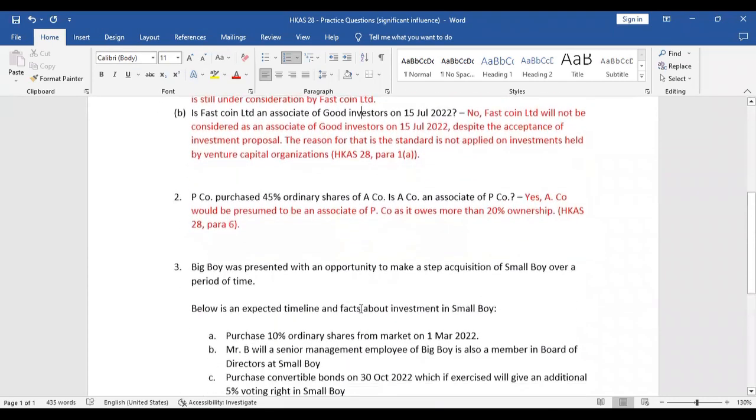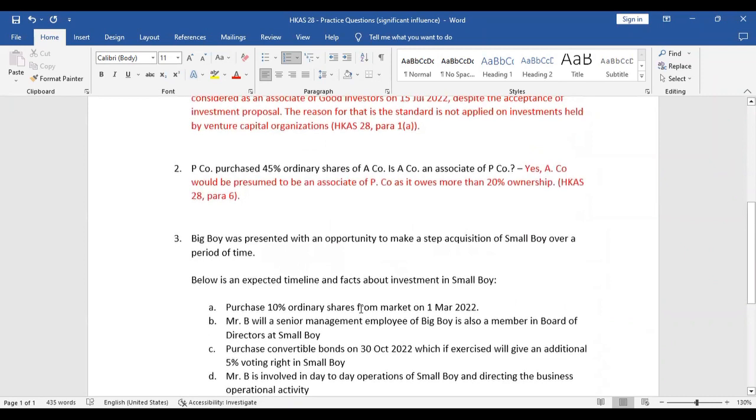Let's look at question 2. I kept question 2 very simple, very basic. You won't see such questions on your HKICPA QP exam. It's a very basic question. P Co purchased 45% of the ordinary shares of A Co, and the question is whether A Co is an associate of P Co. The answer is yes. You can find the reference in HKAS 28 para 6.